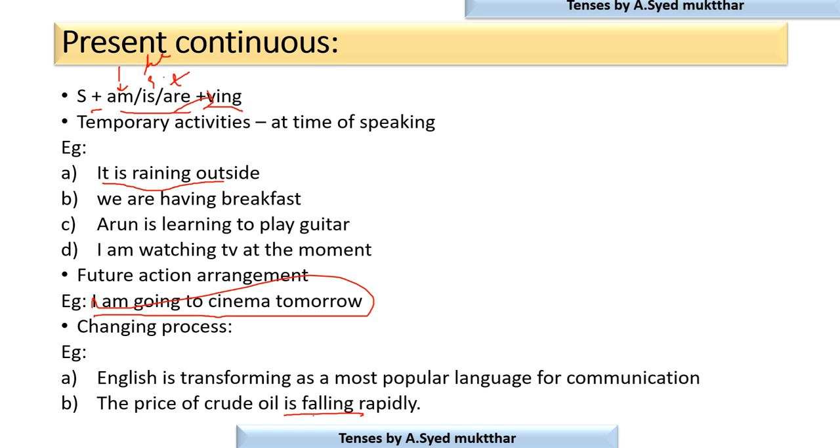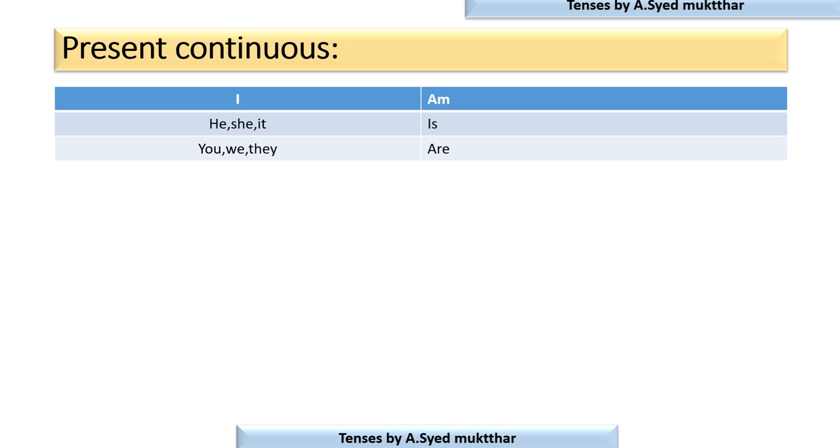English is transforming as the most popular language for communication. So transforming is a changing process. So in this case, we can use the present continuous. As I already said, I is accompanied by am, he, she, it should be accompanied by is, and you, we, they are accompanied by are.